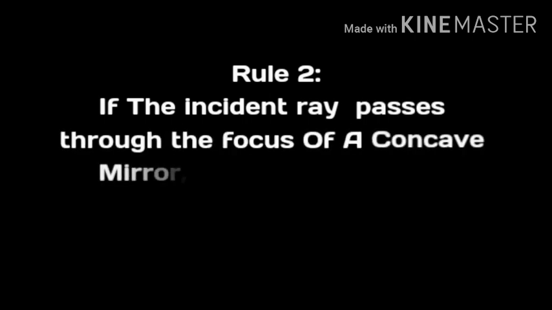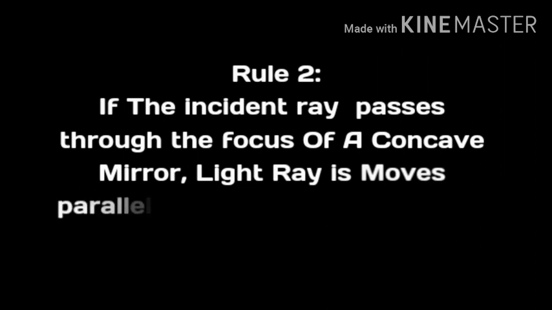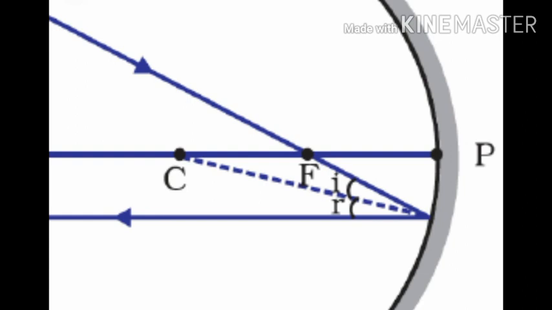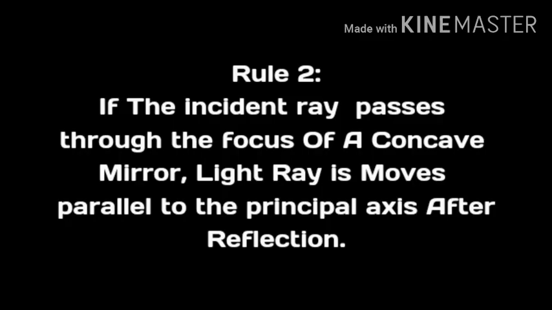Rule number 2: for a concave mirror, if the incident light ray passes through the focus of the concave mirror, then it will move parallel to the principal axis after reflection. That is, if the incident light ray is passing through the focus, then after reflection that light ray must move parallel to the principal axis from the point of incidence.